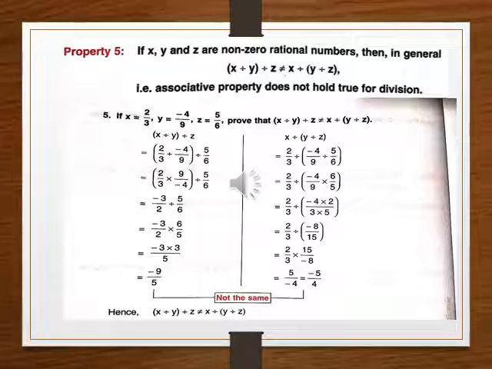Now just compare the two answers. Though the numbers are the same, the sequence is different. We had taken different numbers to solve first the first time, and the second time we had taken different numbers to solve first. So the answer is not the same, and therefore the associative property does not hold true for division.